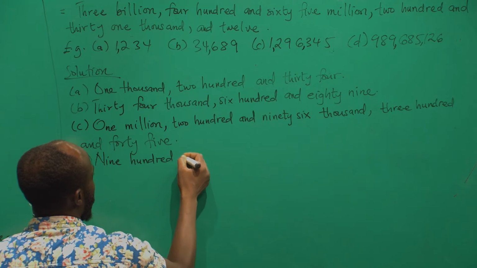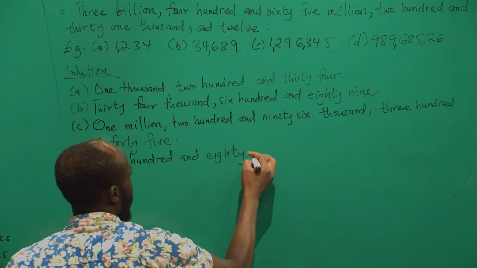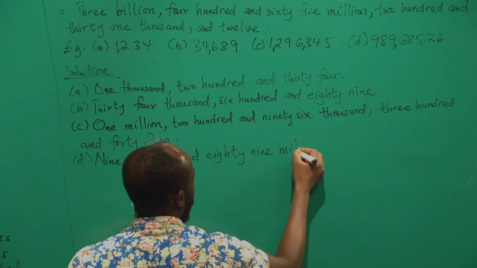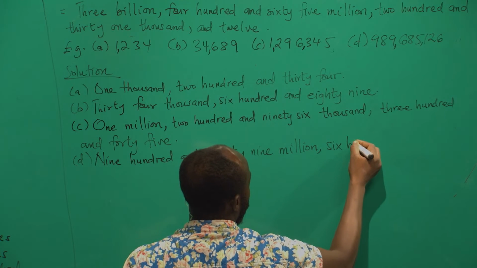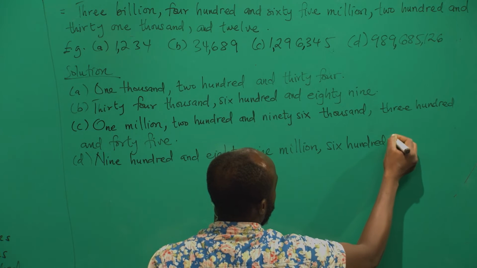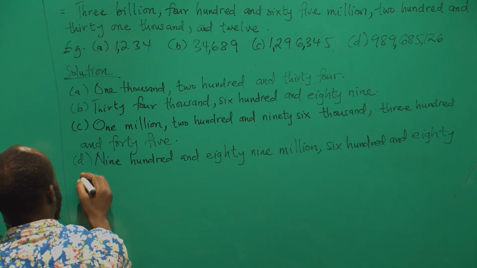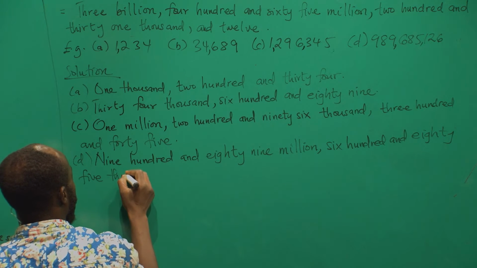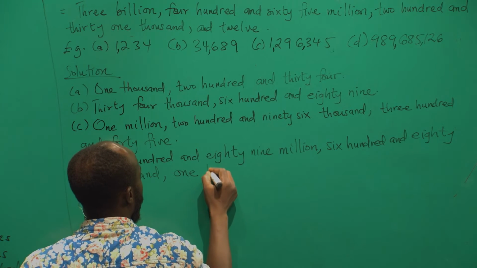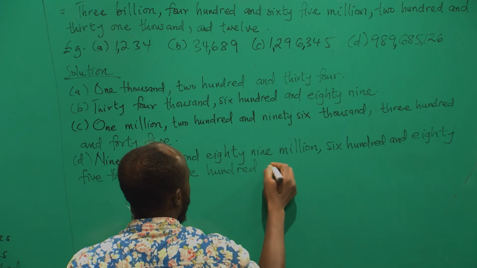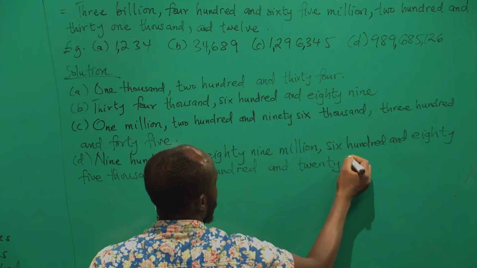900 and 89 million. Then we have 685,000, comma, 126.